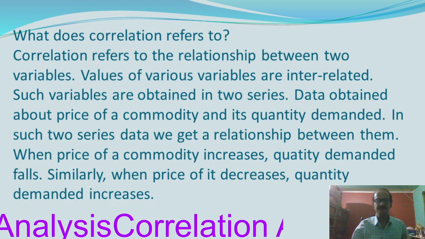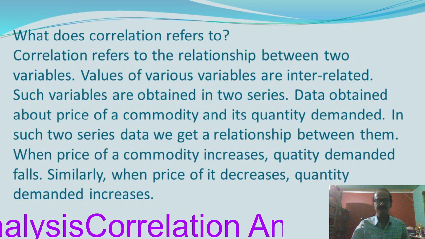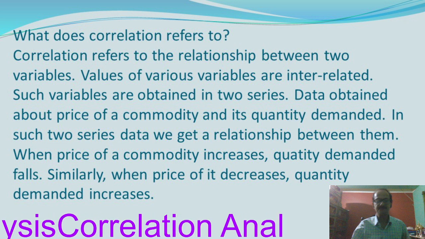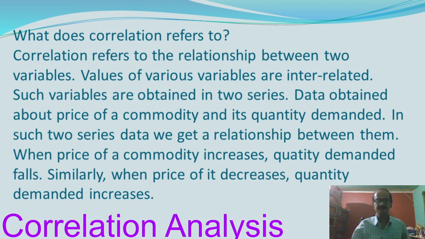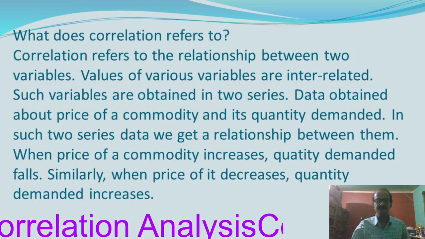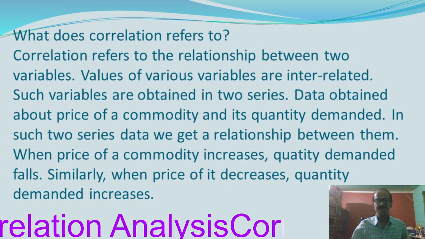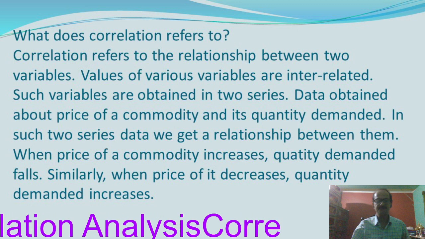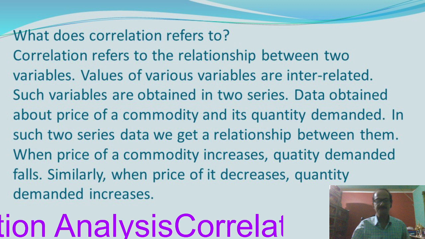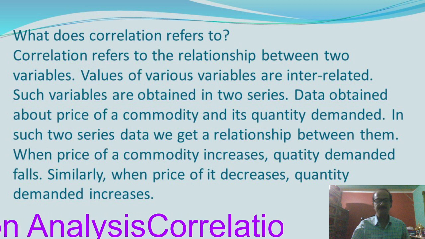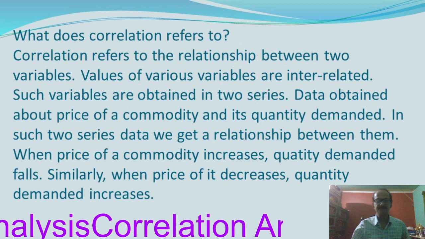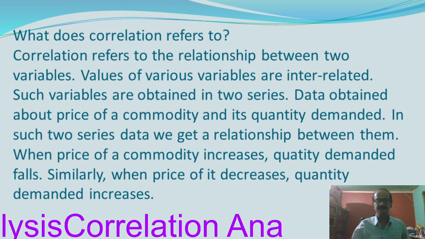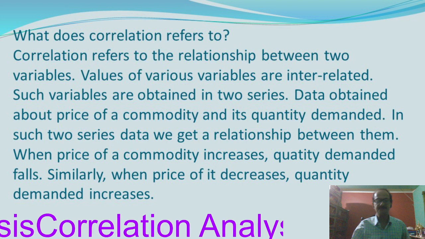Values of various variables are interrelated. Such variables are obtained in two series. Data obtained about the price of a commodity and its quantity demanded. In such two series data, we get a relationship between them. When the price of a commodity increases, quantity demanded falls. Similarly, when its price decreases, quantity demanded increases.